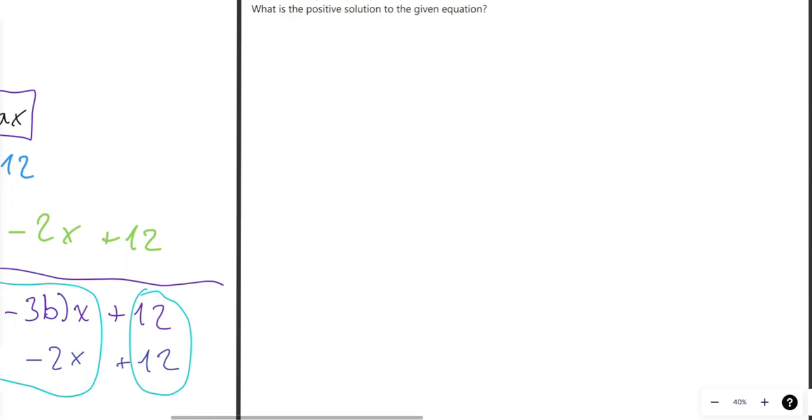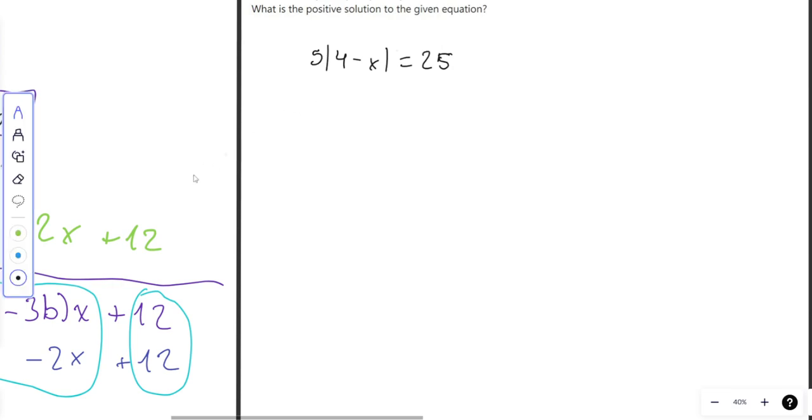This is our nonlinear equations and systems of equations. So this is an absolute value equation. First thing I notice is that I have this absolute value 4 minus x, and I have 2 copies of it here, and 3 copies of it here. So I'm just going to combine like terms to 5 absolute value 4 minus x equals 25. My next step would be to divide by 5 here. Divide by 5, divide by 5. Because I want to isolate this absolute value and get absolute value of 4 minus x equals 5.